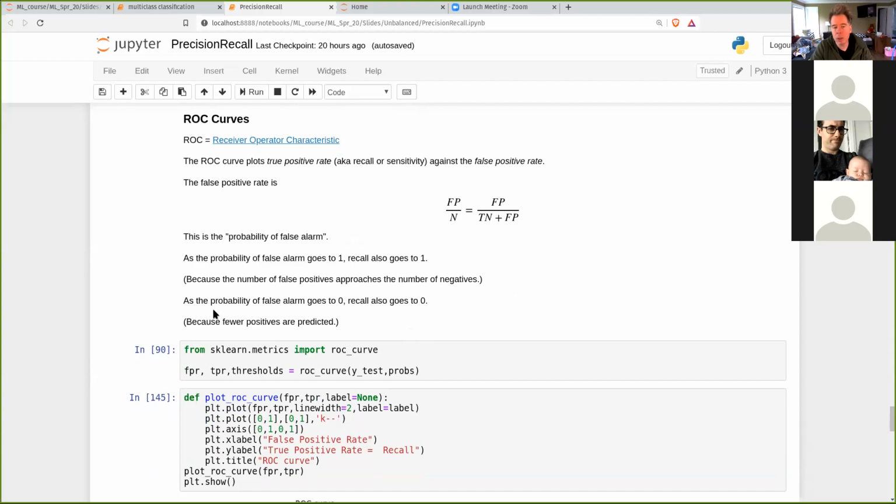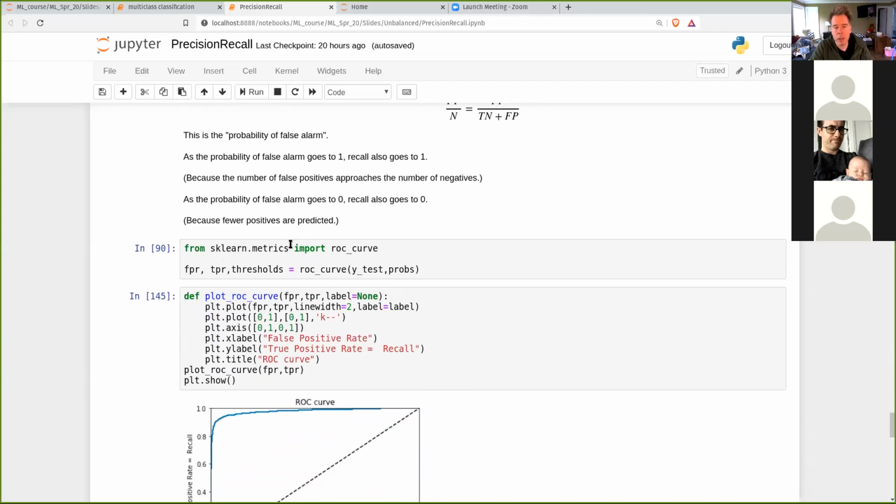And it's also true that as the probability of false alarm goes to 0, recall goes to 0. This one is less clear to me, I'll be honest. But I guess that's because fewer positives are predicted. The only way to make the probability of false alarm go to 0 is to predict fewer positives overall, and that will also make recall decrease.